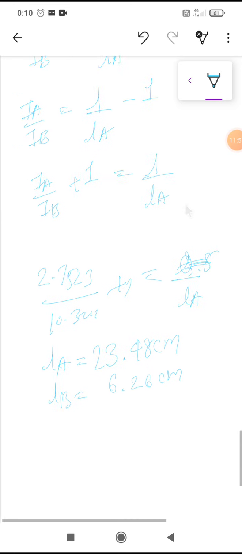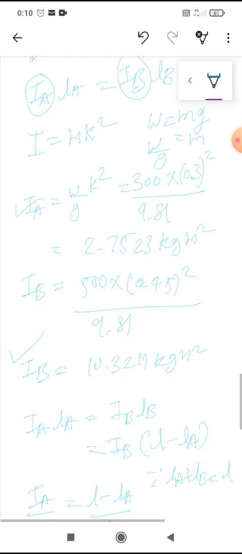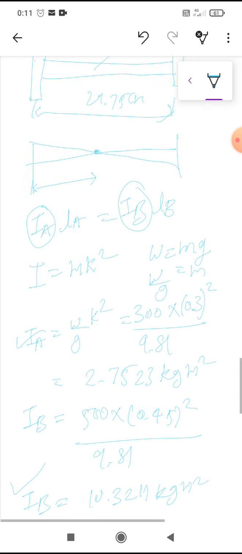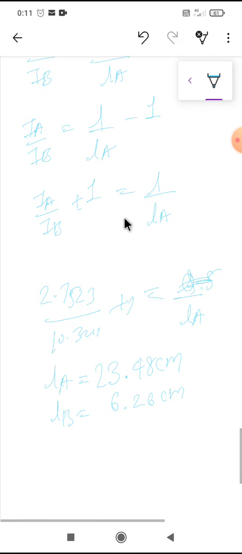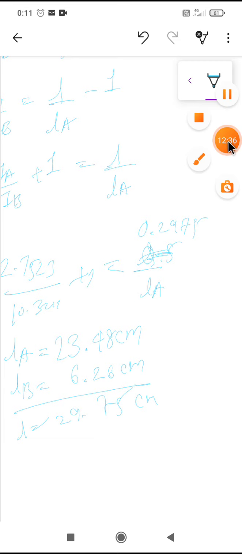Here the total length is not 0.5 but the equivalent length, which we have found out recently. The equivalent length is 29.75 centimeter, so we will use this as the equivalent length, that is 0.2975, and the LA and LB will be this. So total length L will be equal to 29.75, that is 23.48 plus 6.26 centimeter, nearly. So we have found the distance of the node from the left and from the right, that is LA and LB.